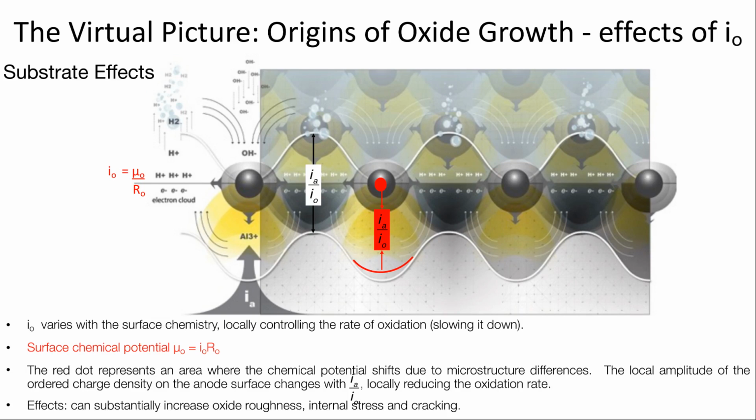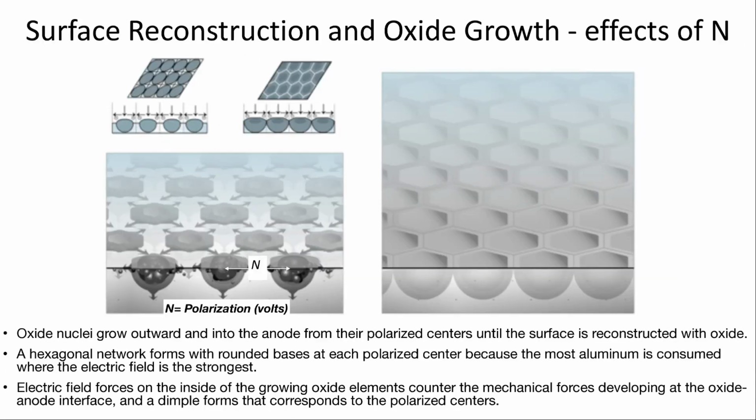What this does, it'll change the rate of growth locally, therefore increasing oxide roughness, therefore increasing the internal stress of the oxide forming. And in worst cases, it can cause actual defects like cracking or even burning. But the growth continues as long as we apply that current, and as long as that current is making oxide grow, in other words, it's not being limited. There's no ionic effects yet.